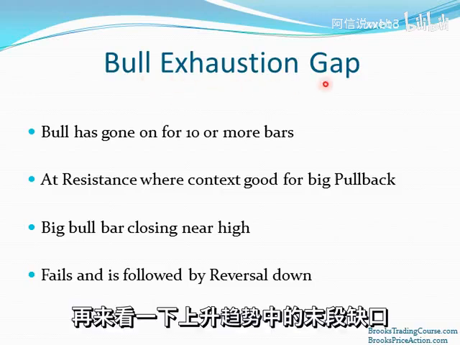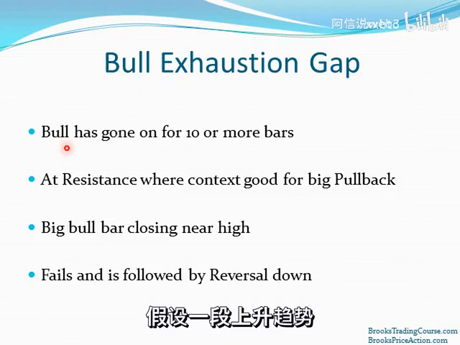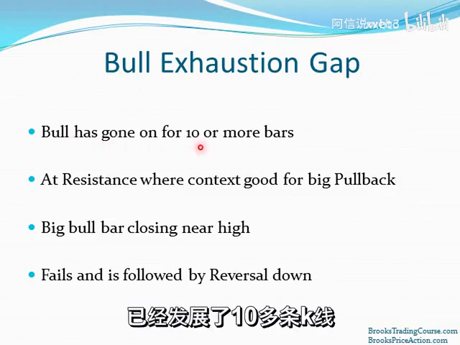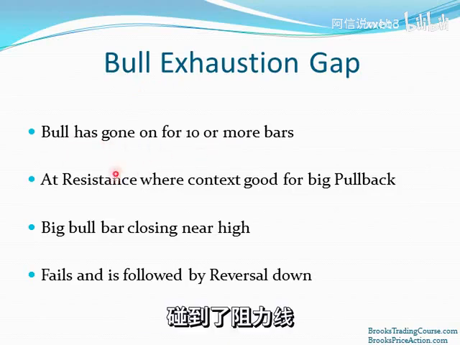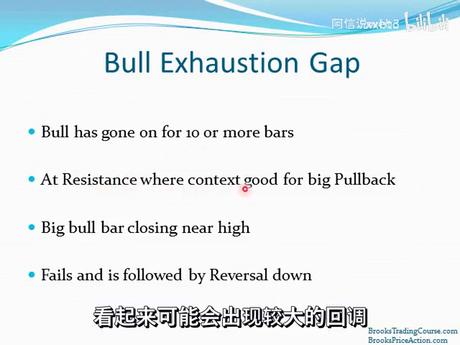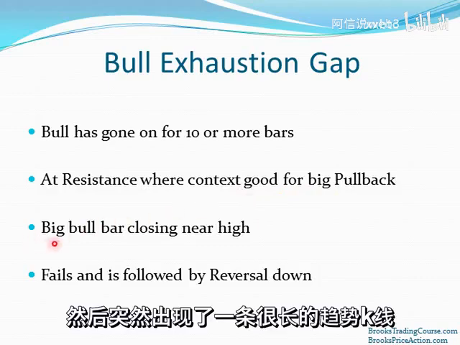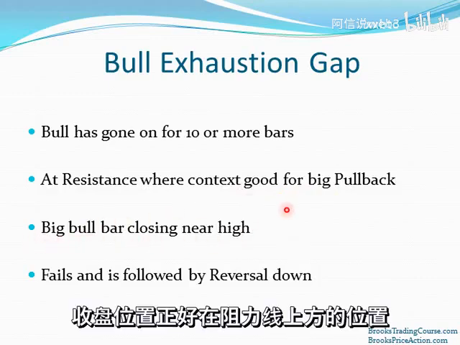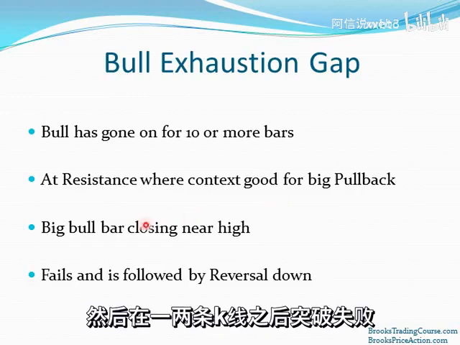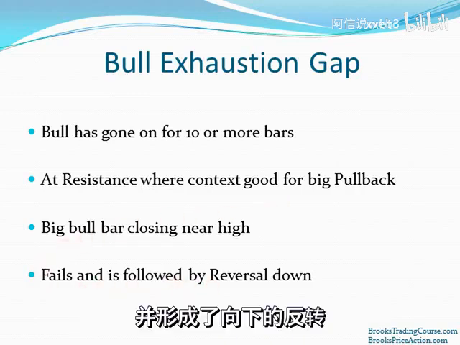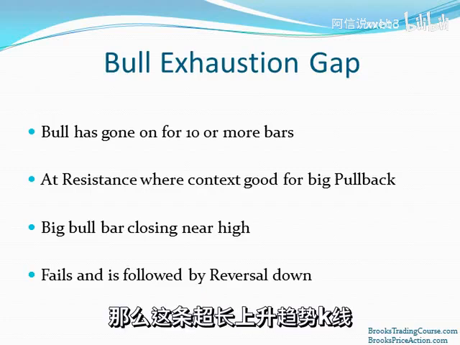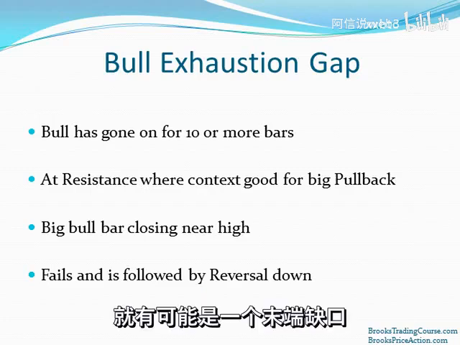What about an exhaustion gap in a bull? So let's say you have a bull trend that's going on for 10 or more bars, and it's at a resistance level where the context is good for a big pullback, and you suddenly get a big bull trend bar closing near its high right up to that resistance level, and then within a bar or two it fails and reverses down. That big bull trend bar can be an exhaustion gap.